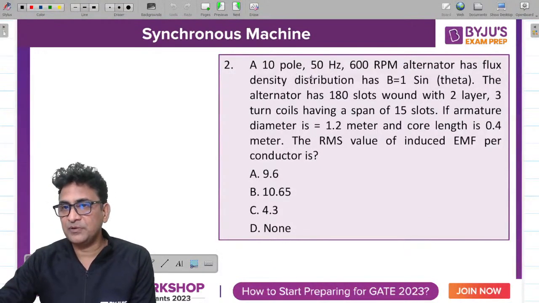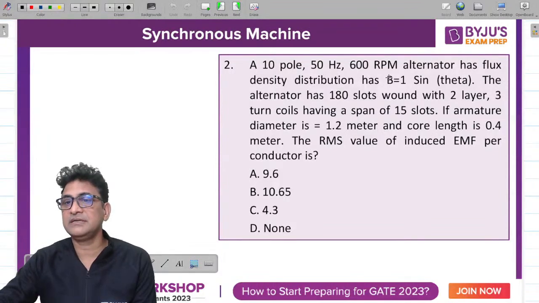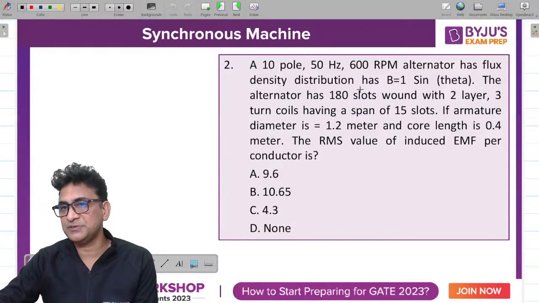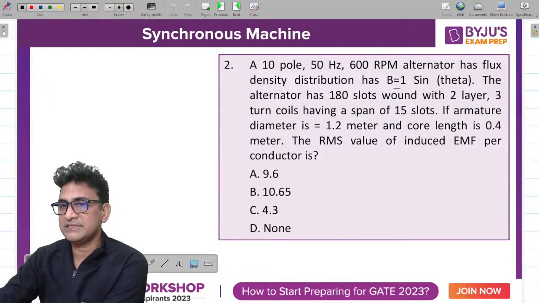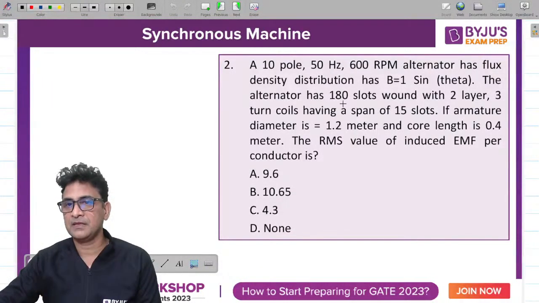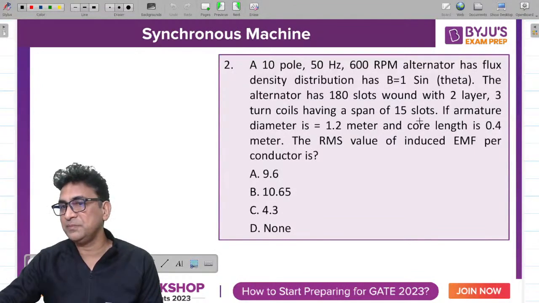A 10 pole 50 Hz 600 RPM alternator has a flux density distribution of B equal to 1 sin theta. Sin theta means it is a space angle. That means the flux density is sinusoidally distributed in the air gap. The alternator has 180 slots, this is the total number of slots, with 2 layers and 3 turn coils having a span of 15 slots.